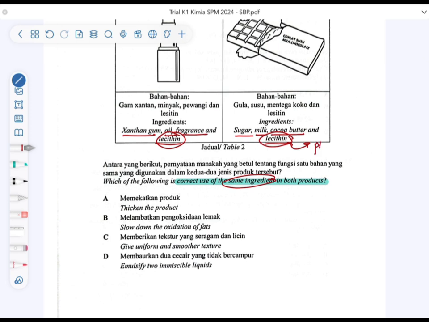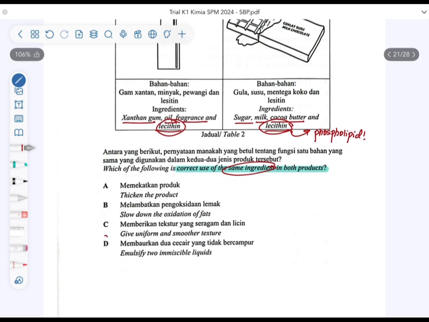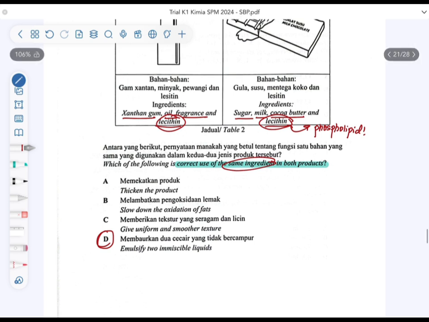So for information, lecithin is actually a lipid. It is a phospholipid. So the function of it is to emulsify two immiscible liquids. It is an emulsifier. So in this question, the answer will be emulsify the two immiscible liquids.